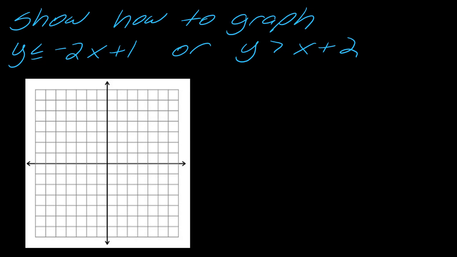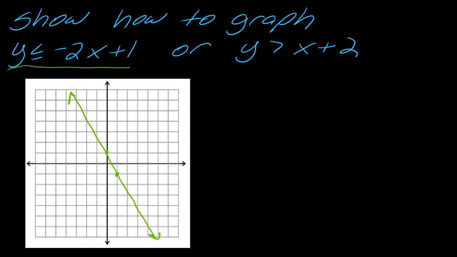So where I want to start, I want to graph this line, y equals negative 2x plus 1. Let's start with that. So I've got this y-intercept of 1, go down 2 over 1, and then this is a less than or equal, so this will be a solid line. So there's the line there.